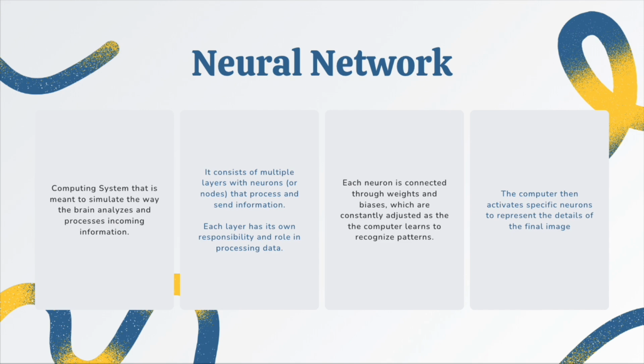Throughout the layers, each neuron is connected through weights and biases, which are constantly adjusted as the computer trains and learns to recognize patterns. The computer then activates specific neurons based on its value, which represent the details of the final image.